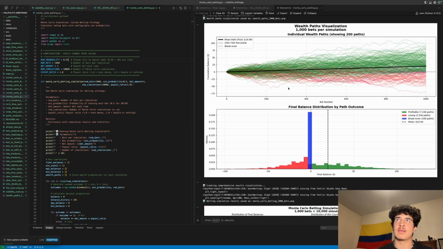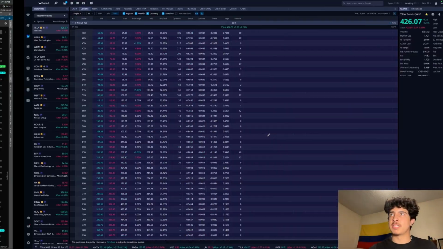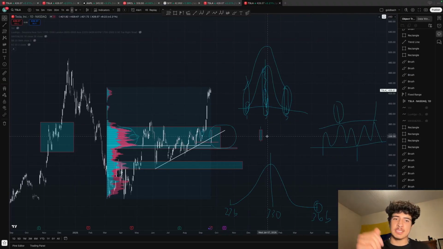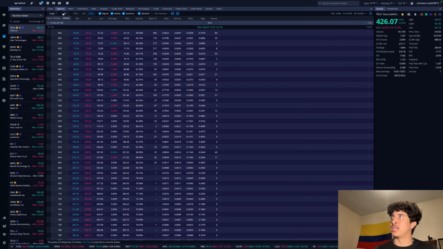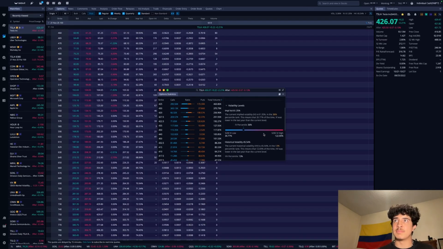And that's what you get, upside skew. So now that you understand probability even a little more, we're going to go back into Tesla and take a look at implied volatility and visualize it. So this is the options chain on Tesla, and we're going to go into the option statistics and take a look at the IV percentile.